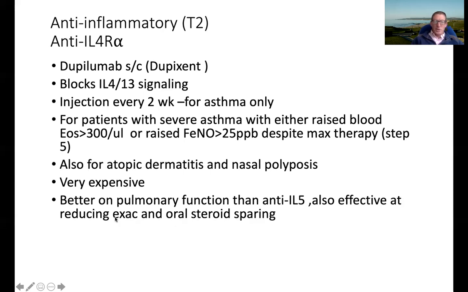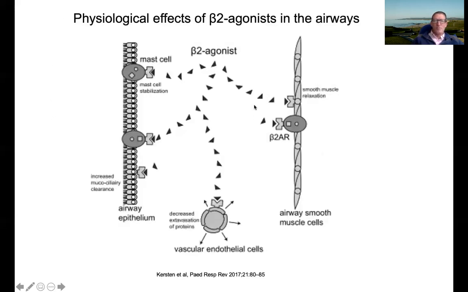they're effective at reducing exacerbations and oral steroid sparing, but unlike anti-IL-5, they're much better at improving lung function. And that's because interleukin-13 is involved in regulating airway smooth muscle activity, whereas interleukin-5 isn't.